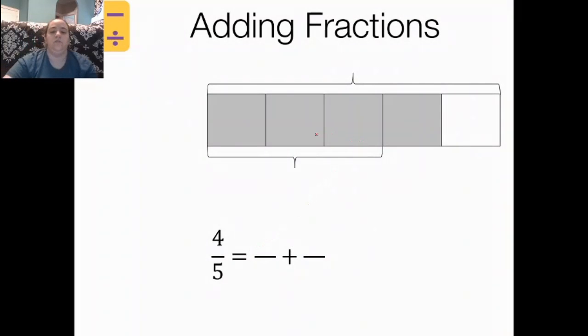Alright, and on this next one, we have a unit of 1, 2, 3. So we have 3/5, and then we have 1/5. So when we write this, it's just 3/5 plus 1/5.